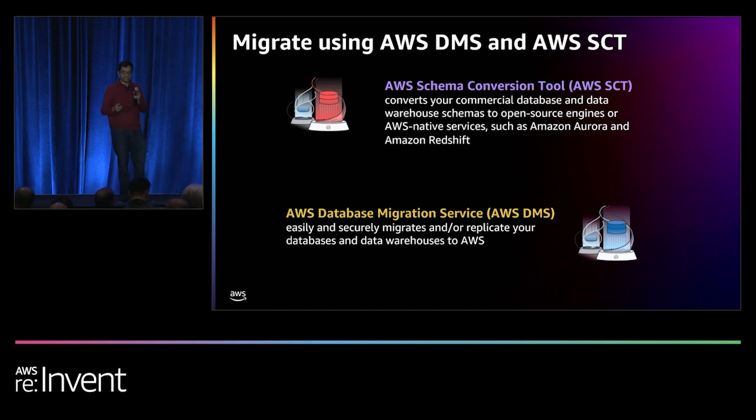Once you convert the schema, then you can migrate the data using AWS DMS. Both tools support different combinations of sources and targets. DMS even supports many NoSQL targets. So I recommend taking a look at our official public documentation to see the currently supported versions, targets and sources.